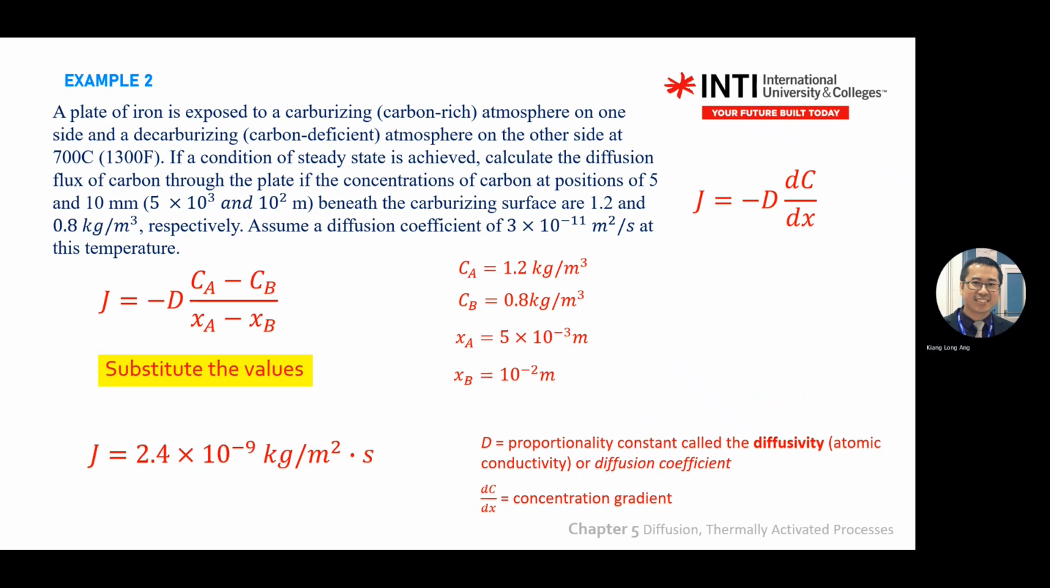Okay. Then you substitute the value, you find the flux. The flux is positive. Okay, the flux is positive, 2.4 something. Unit must be correctly done in kilogram over meter square dot S. Okay, so this is how you do. It's quite direct.